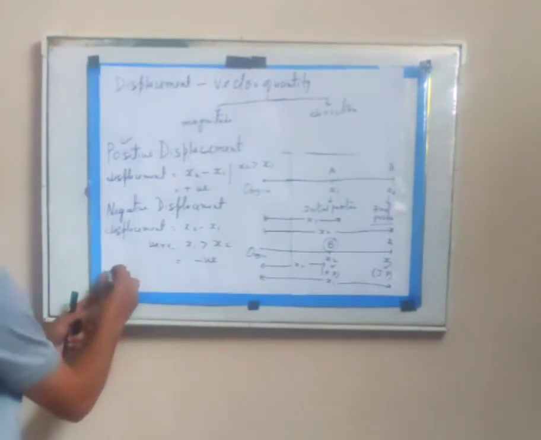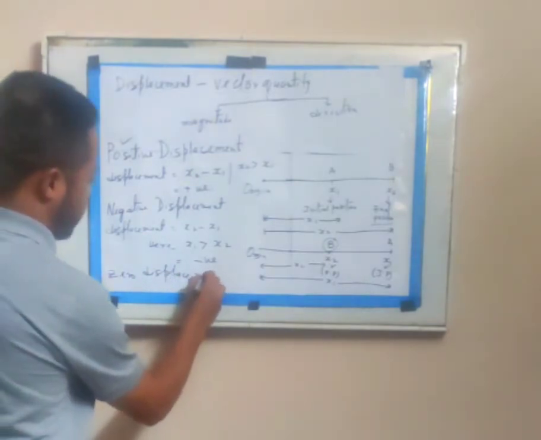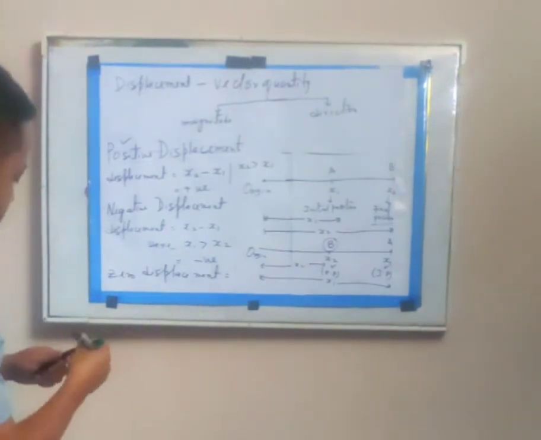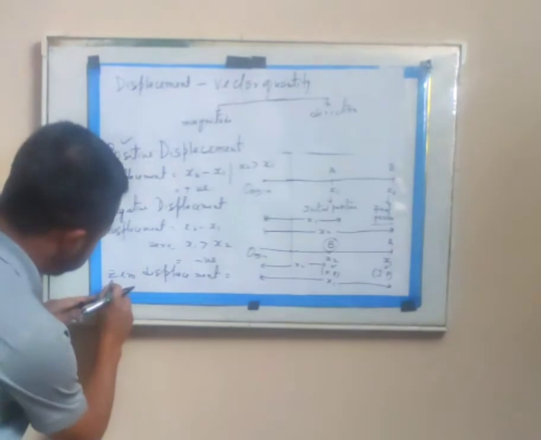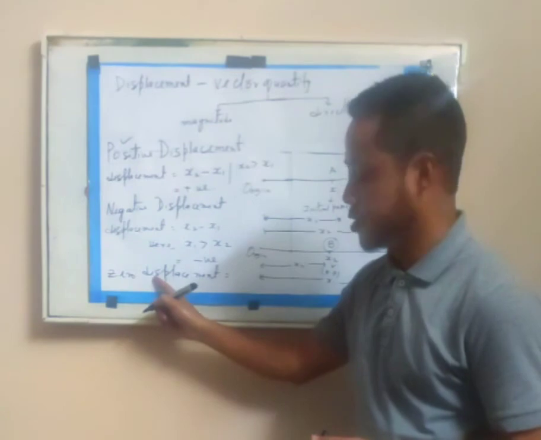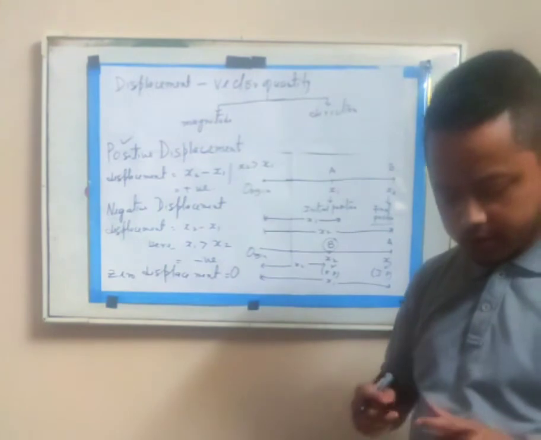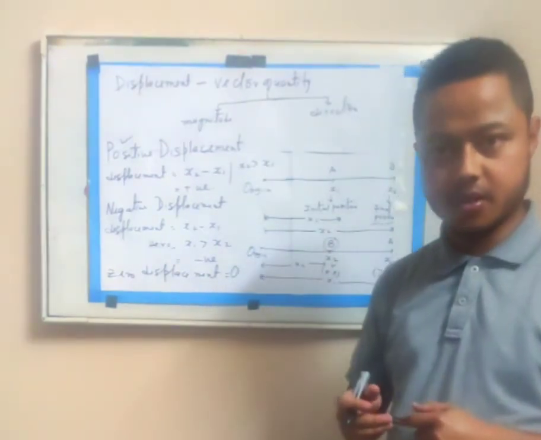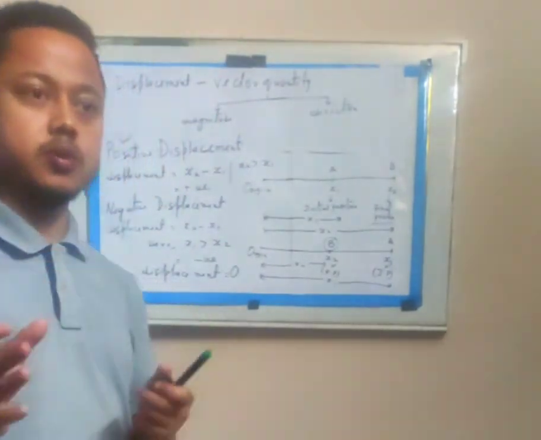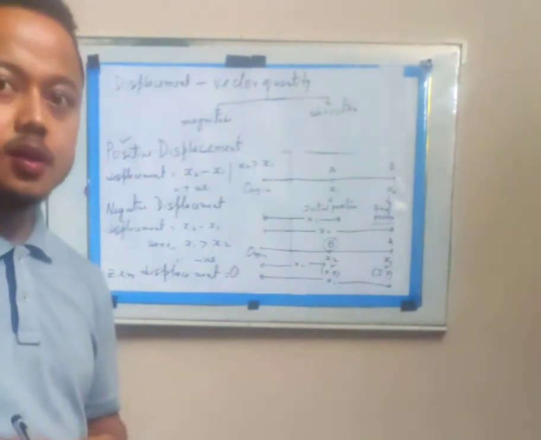Next is the zero displacement. See, this term is zero. The displacement here is zero. Now, how does a body have zero displacement? When you say zero displacement, the displacement of the body is zero. So you will ask me, how can the displacement be zero? See, that can be easily understood.